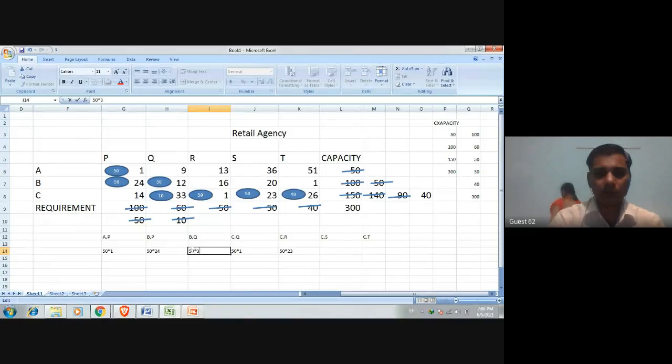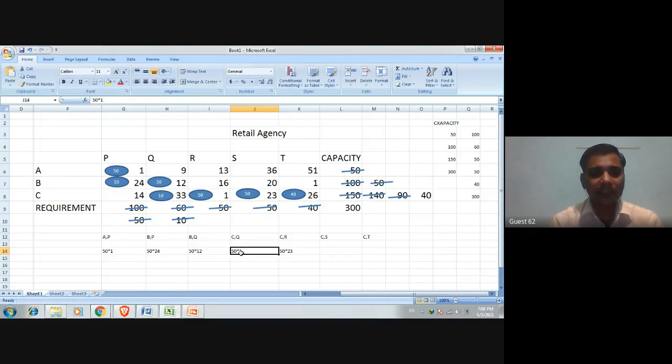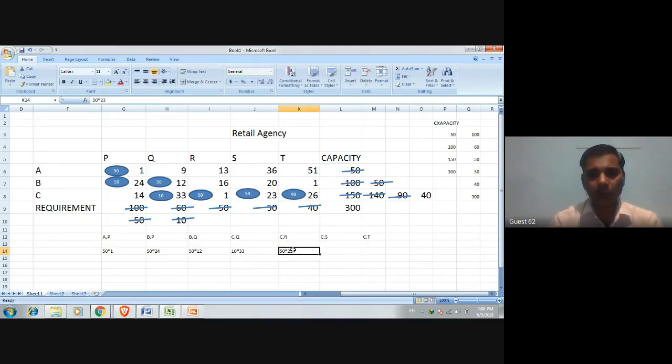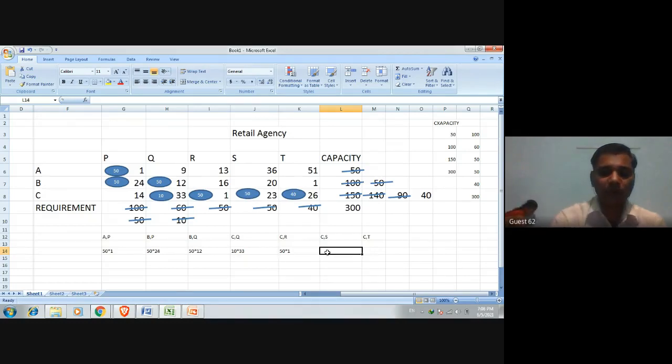50 into 12. Okay. Now, next is 33 into 10. 10 into 33. Next is 50 into 1. Okay. Now, CS, the transportation cost can be found by multiplying 50 into 23. 23 is your per unit transportation cost and the units that have been sent from C to S, that is 50. So we will multiply 50 into 23.